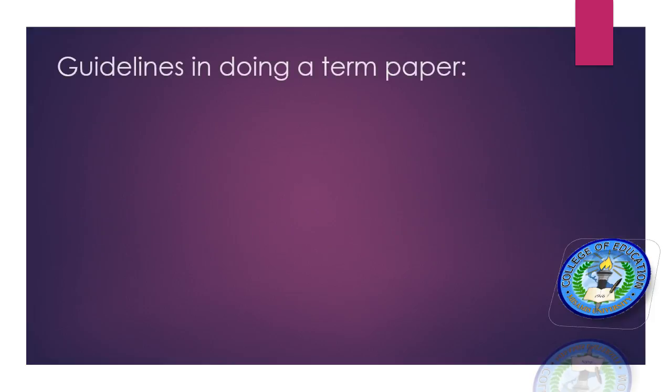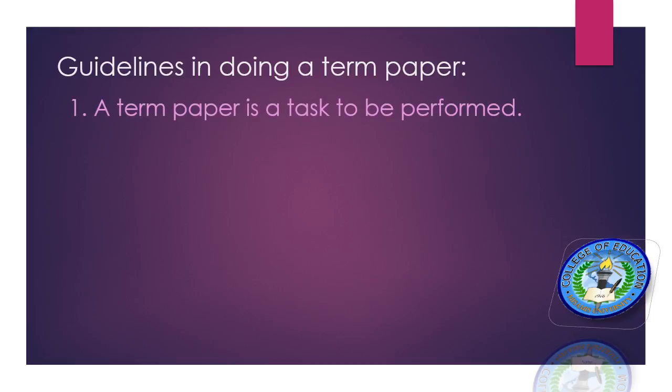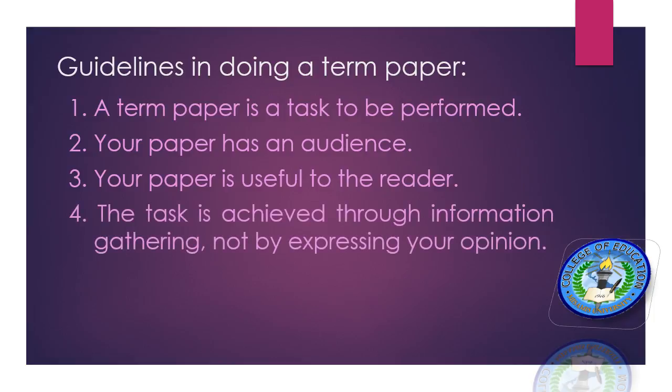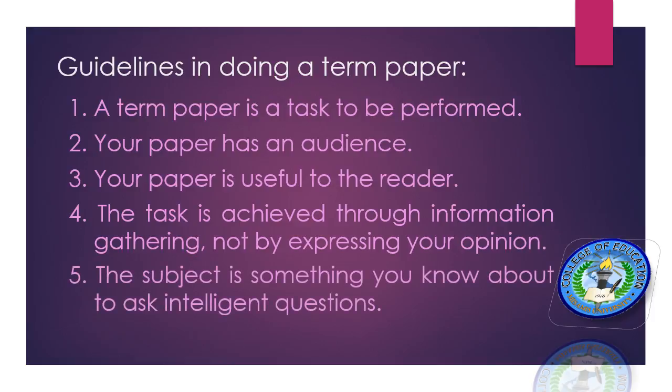Now, here are the guidelines in doing a term paper. First, a term paper is a task to be performed. Second, your term paper has an audience. Third, your paper is useful to the reader. Fourth, the task is achieved through information gathering, not by expressing your opinion. Fifth, the subject is something you know about to ask intelligent questions.